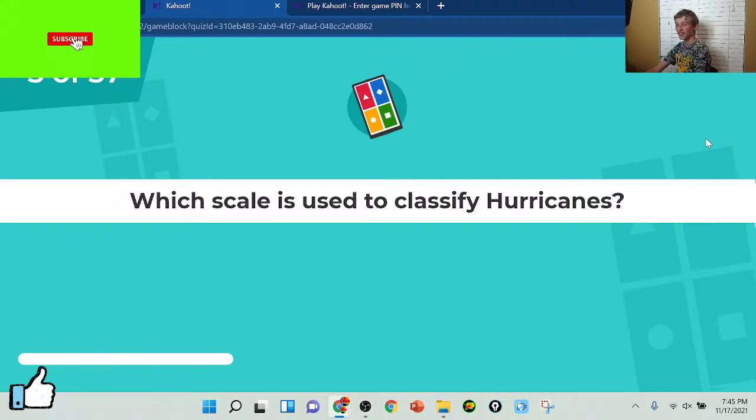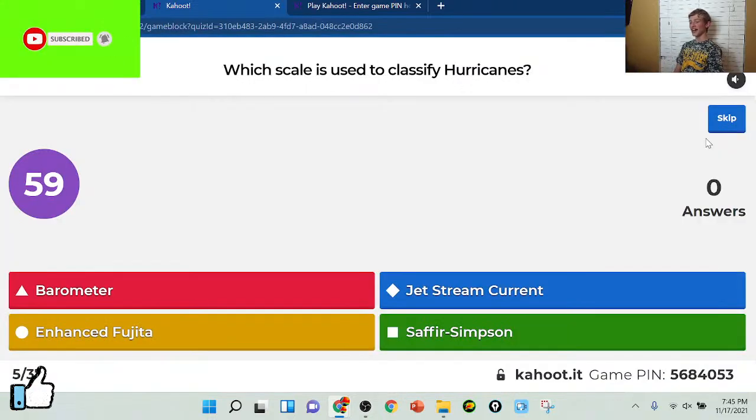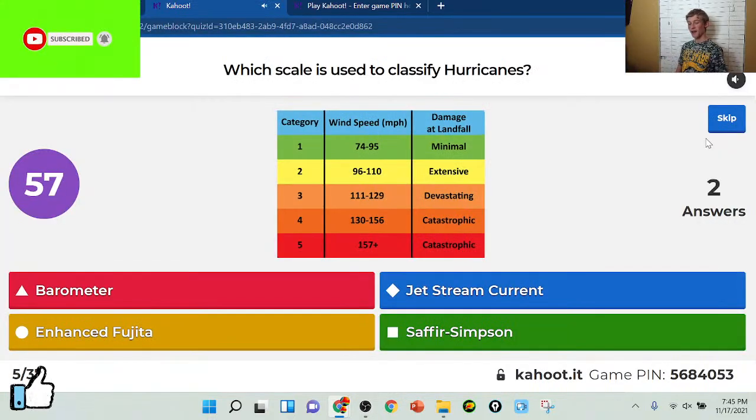Let's go. All right, which scale is used to classify hurricanes? Is it a barometer, enhanced Fujita? Is it the jet stream current, or is it the Saffir-Simpson scale? All right, you're good, HQ? Okay.